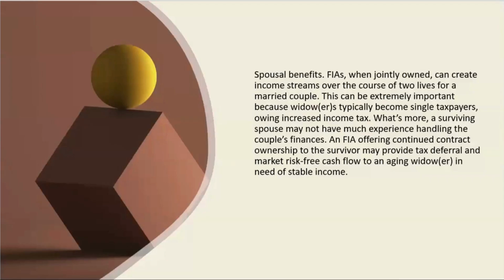So let's talk about spousal benefits a minute. When jointly owned, a fixed index annuity can create income streams over the course of 2 lives for a married couple, over the full course of the lives. And I've already had that conversation with a gentleman today down in Chattanooga. And he bought an IRA. When he turns his income on in March of 2024, it's $5,000 a month for he and his wife the rest of their lives. So it's a big annuity, but he planned for it.